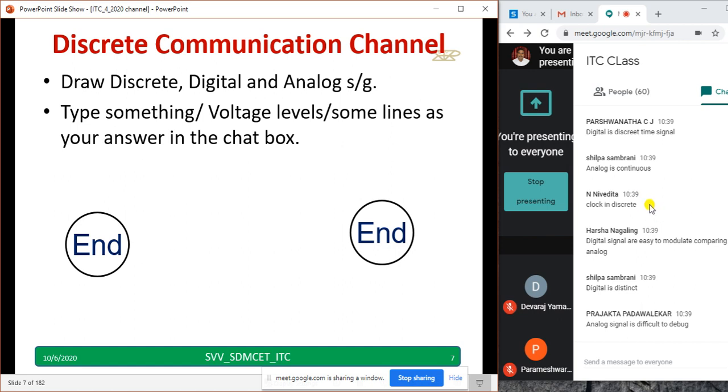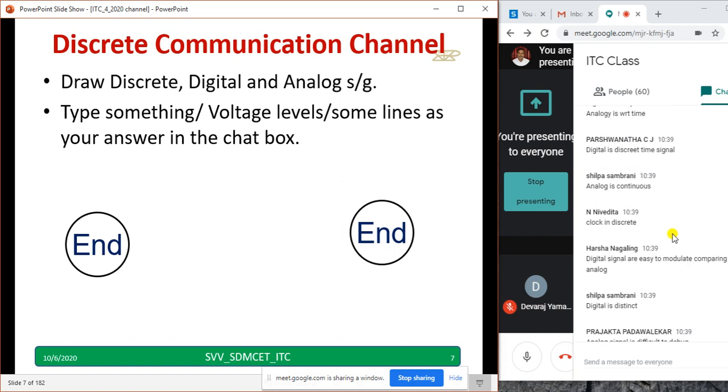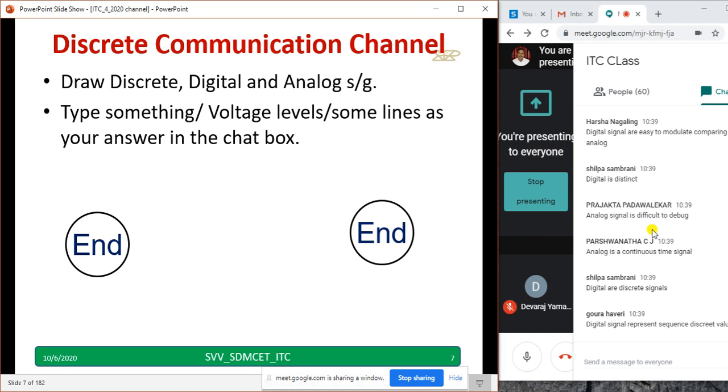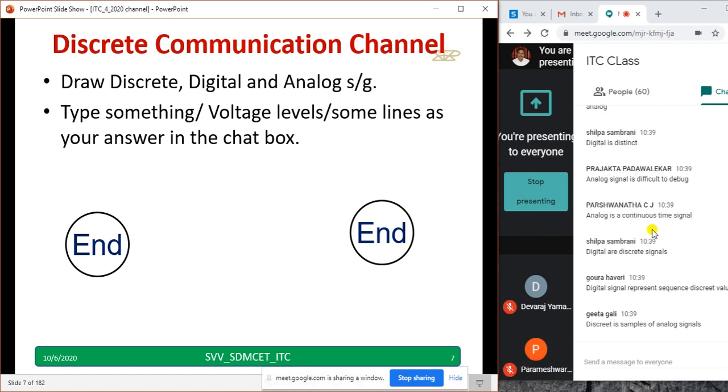You have active, the 60th person has joined now. I want all 60 to type. Try whatever is there in your mind. Shilpa is typing. Gaura is typing. Digital signal represents sequence of discrete. Gaura is mixing digital and discrete. Okay. Geeta is typing discrete is a sample of analog signal. Okay, good. Something they are telling.